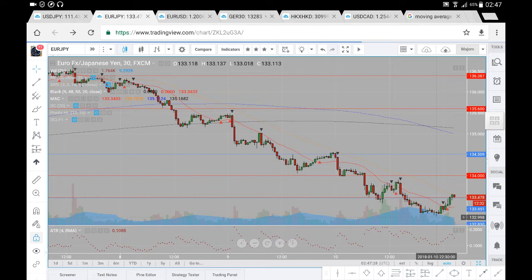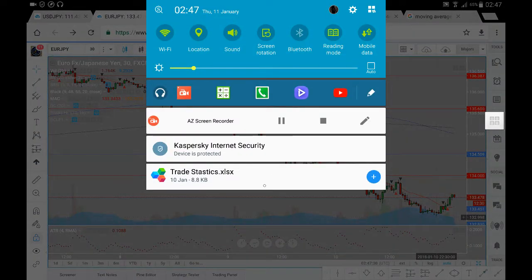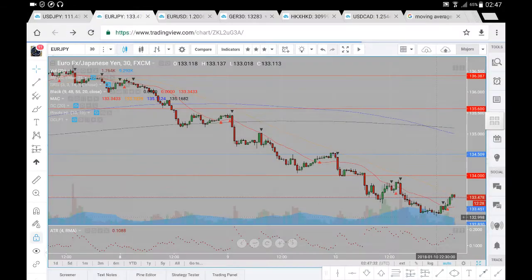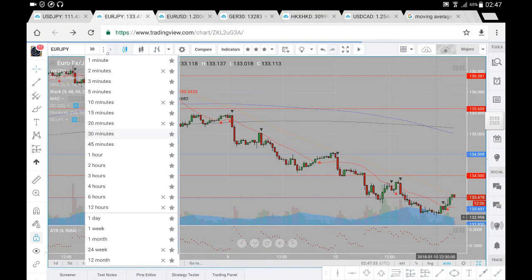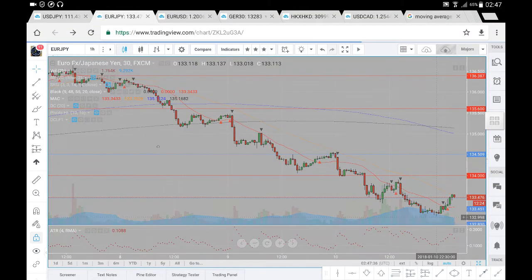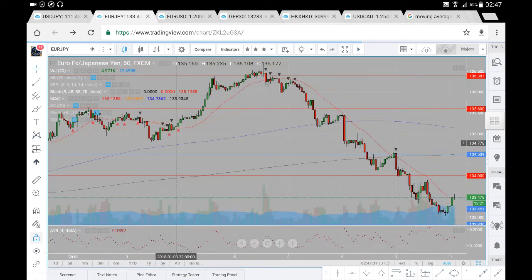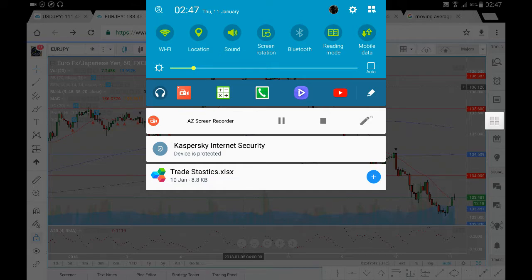Okay. So we've traded as low as. Oh, hold on a second here. I've just noticed I'm looking at the 30-minute charts. Let's change this to the hourly. There we are. So that's much better.